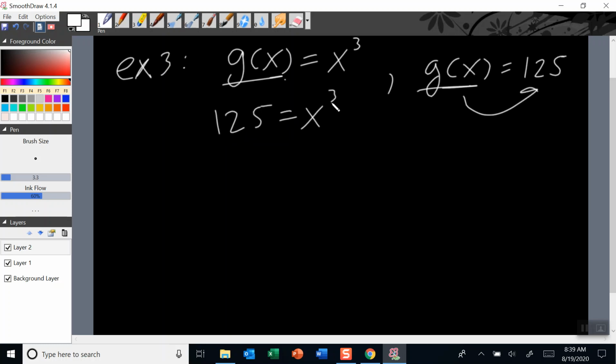And right now, ask yourself, how do I get rid of a cube? What would I do? I would take the cube, what word? The cube root. And the cube root, it's like the square root, just with a 3. What we do to the right, of course, we have to do to the left. Now those cancel, and we're left over with an x. But what is the cube root of 125? And this might be a little intimidating.